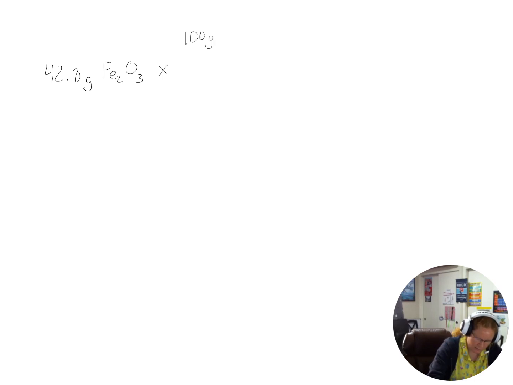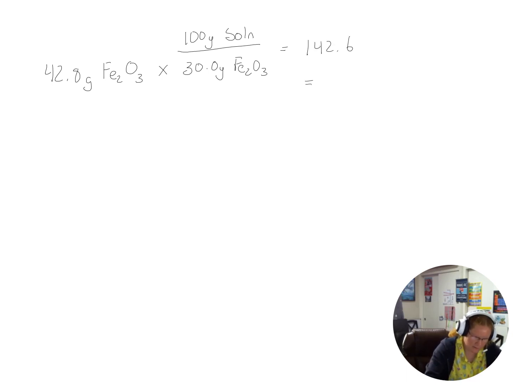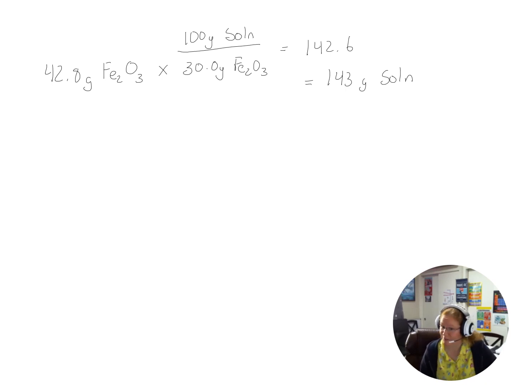Okay, so from my problem, I need 42.8 grams of my iron(III) oxide, and I need to know how much solution. So I have 100 grams of solution for every 30 grams of iron(III) oxide. So I get 142.6. I have 3 sig figs, so I need 143 grams of solution. So I can use that as a conversion factor.